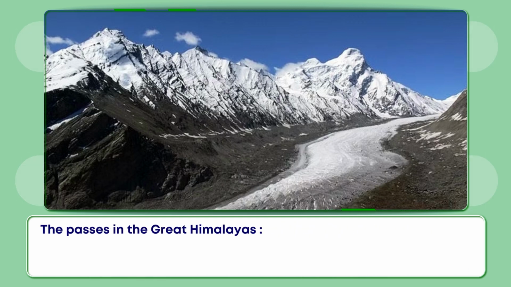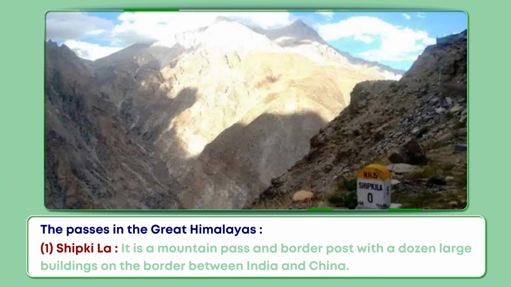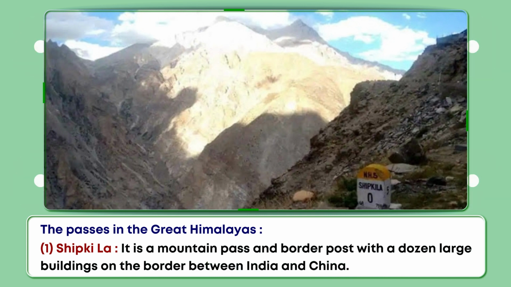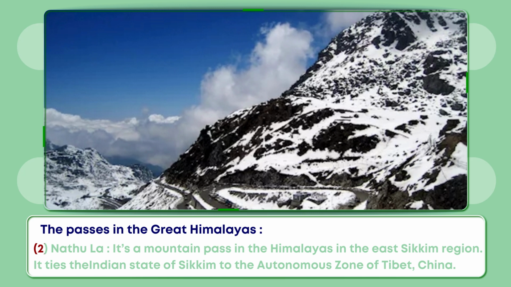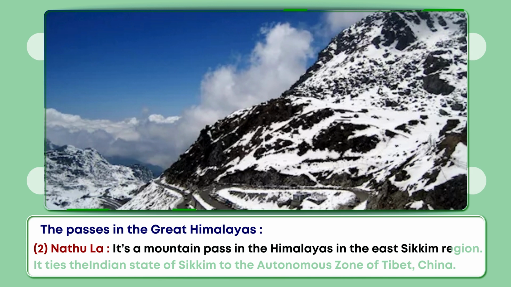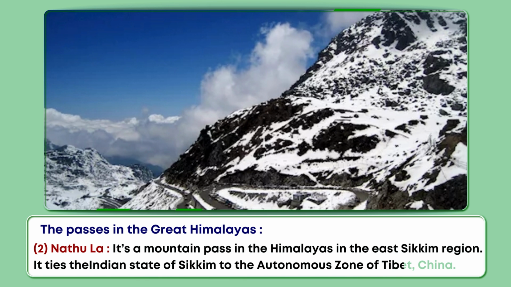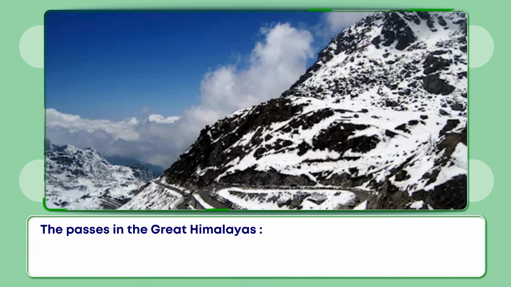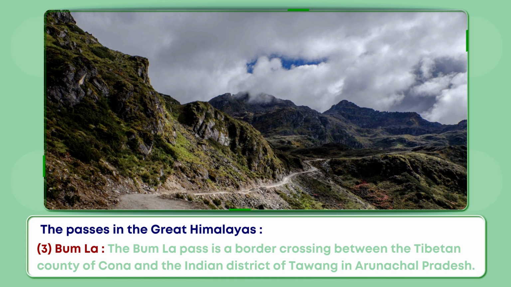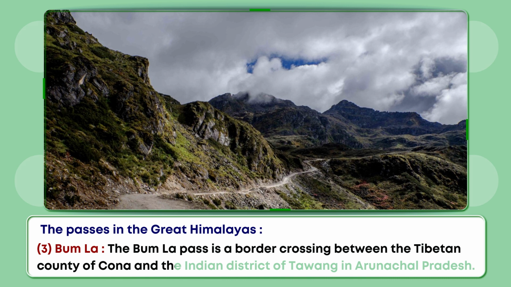The passes in the Great Himalayas: Shipki La. It is a mountain pass and border post with a dozen large buildings on the border between India and China. Nathu La. It's a mountain pass in the Himalayas in the East Sikkim region. It ties the Indian state of Sikkim to the autonomous zone of Tibet, China. Bum La. The Bum La Pass is a border crossing between the Tibetan county of Cona and the Indian district of Tawang in Arunachal Pradesh.